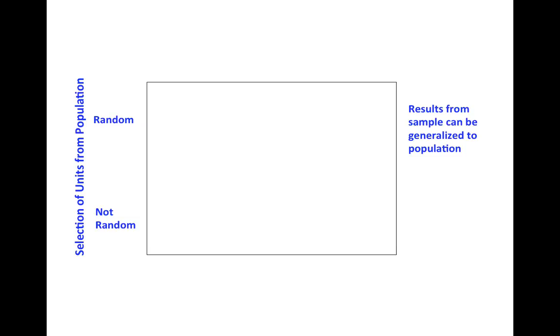If the units are sampled in some way that's not random, that doesn't mean that we necessarily can't generalize, but it's going to be a lot harder. We're going to have to demonstrate that the sample is representative of the target population on all the characteristics that we care about, and that is likely to be difficult.